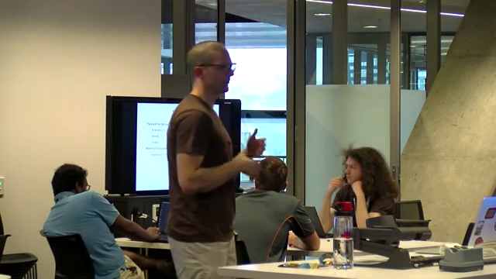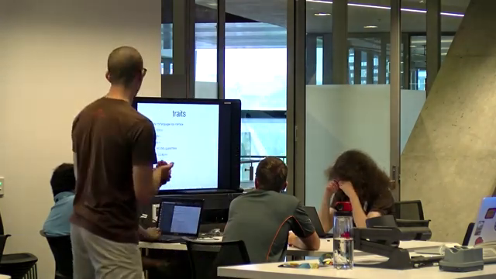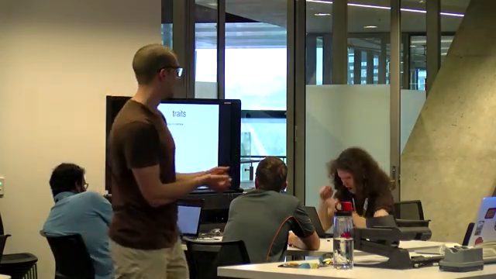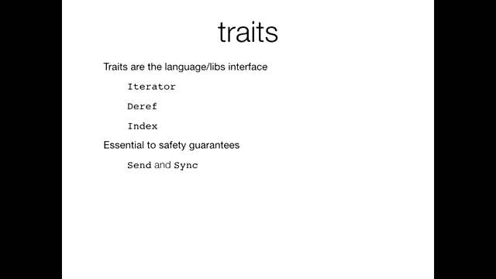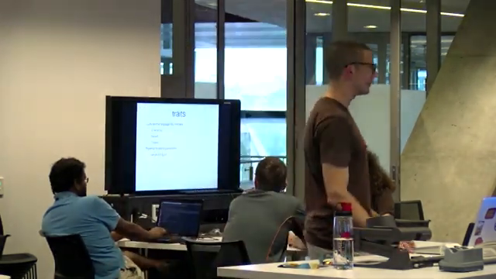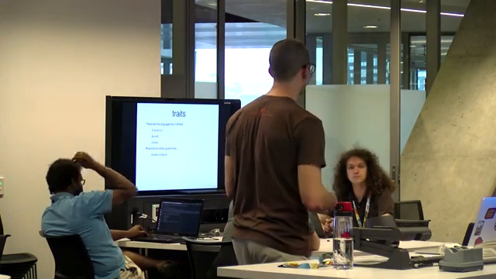And traits are also essential to the safety guarantees in Rust. A really good example of this is the Send and Sync traits. These actually don't have any methods in them at all. These are just marker traits. By implementing these traits, you are making a guarantee to the Rust compiler that your data type is safe to move between threads or to share between threads, respectively. So this is my lightning summary of traits in Rust.